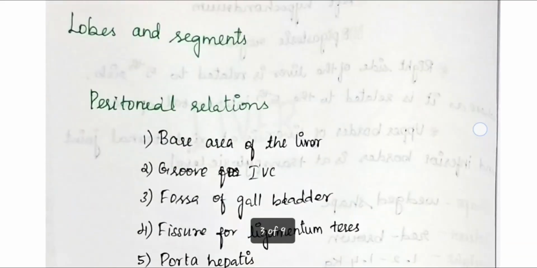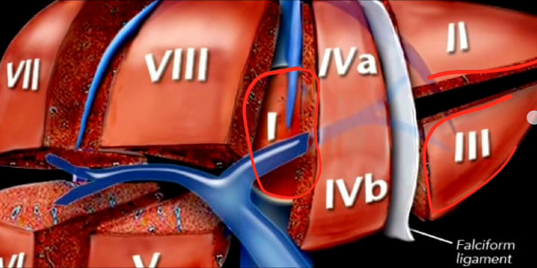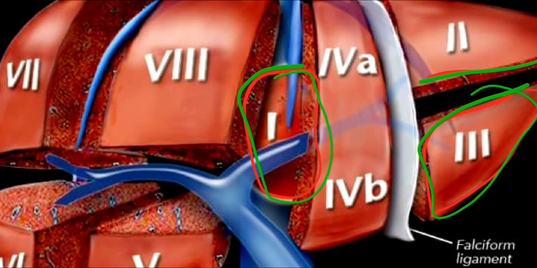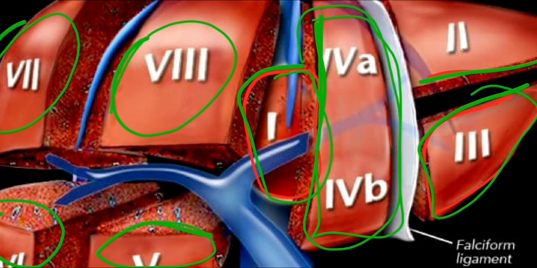So coming to the lobes and segments, the liver is divided into 8 segments. This is the first segment, which is inside the liver. This is second, this is third. The fourth segment has 2 parts, but we consider it as 1 segment, the fourth segment whole. Coming to the fifth segment, sixth segment, seventh segment, eighth segment. In the liver there are 8 segments.